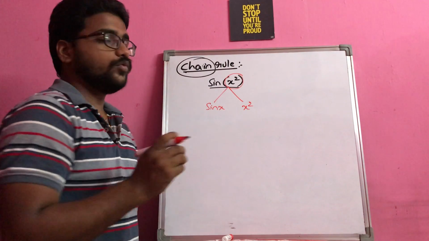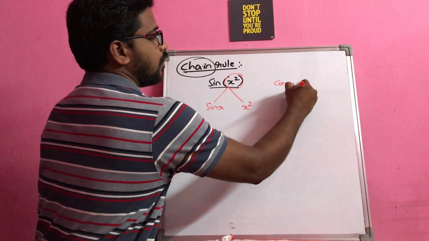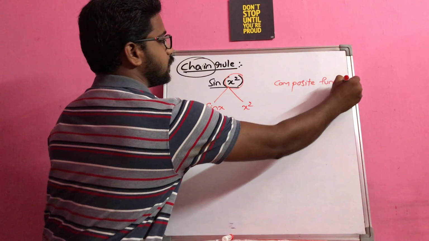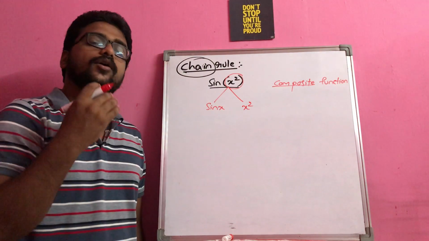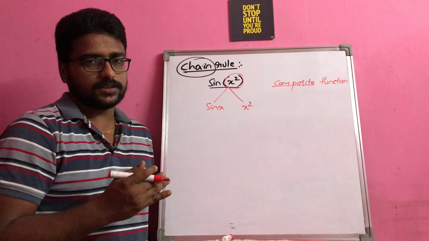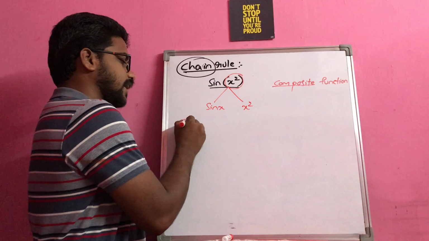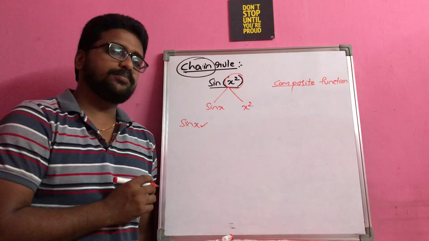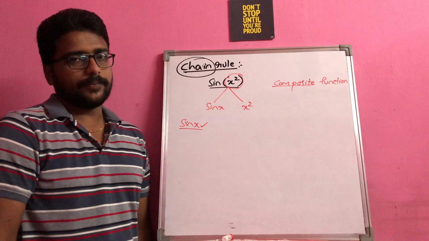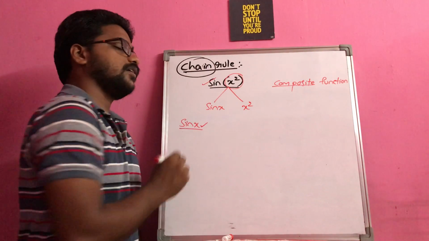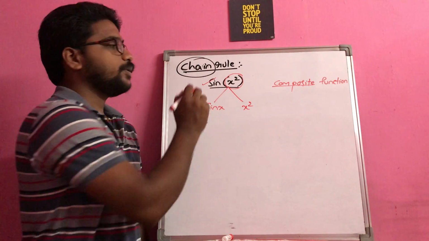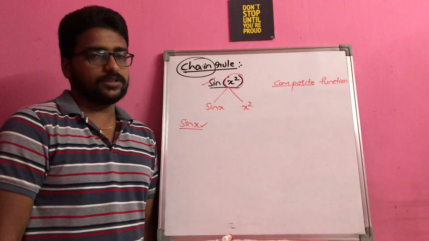In class 11, we learned one topic called composite function. As the word suggests, composite, which has more than one function in the picture, is called a composite function. If I just say sine x, this is called a simple function because there is no other function involved here. Whereas if you take this case sine of x square, two functions are involved here. That's why this type of function is called a composite function.